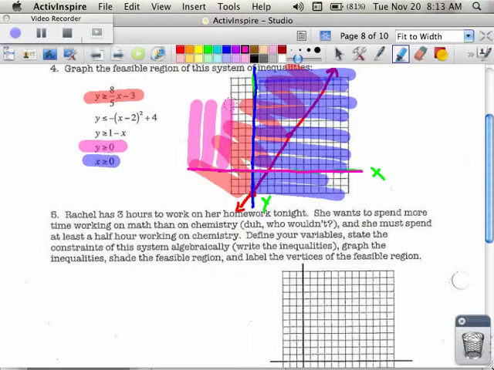So this really just eliminated that tiny little triangular region just below the x-axis that was in our feasible region but is not anymore. So that's already gone.